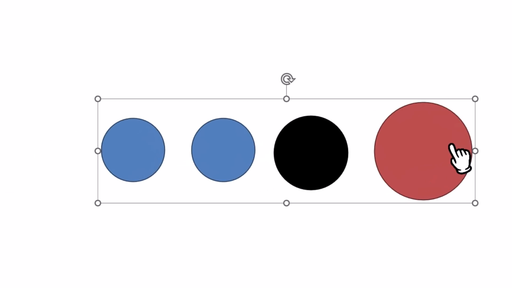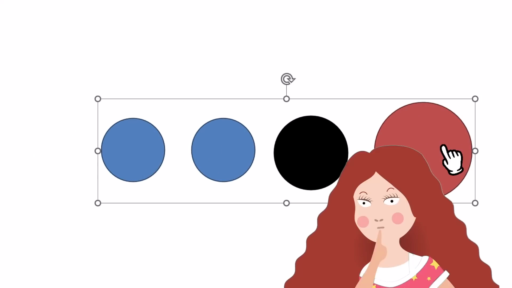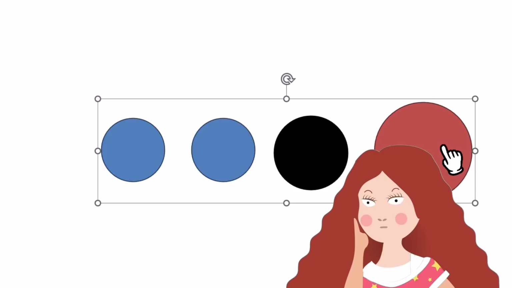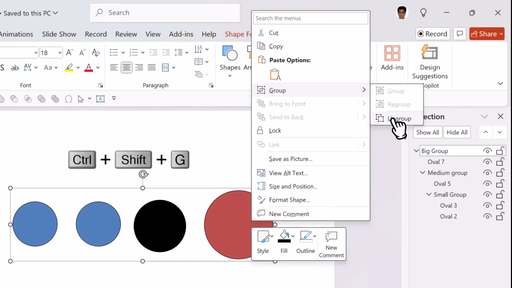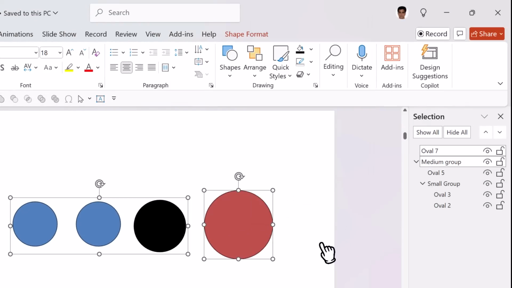Now the real magic happens when you ungroup this group. Let me select this. Can you see all the elements are selected? So you may not really know that PowerPoint remembers these subgroups. Now let me press ungroup by right clicking and going to group and ungroup, or you can use Ctrl Shift G, it doesn't matter.